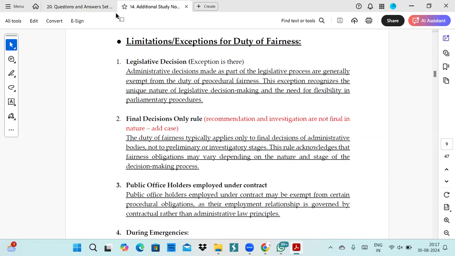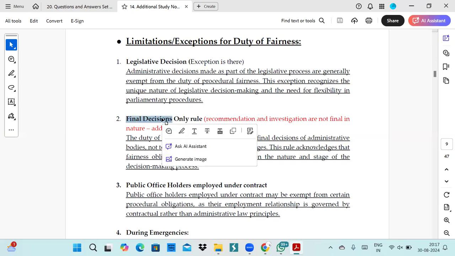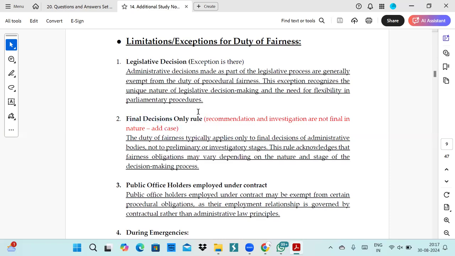So this is where I would like you to see first before starting your answer. See which type of decision it is, legislative decision or other normal adjudicative decision, or whether it is a final decision or not. Because if you identify, then similarly you can go and write the answer in the same way.